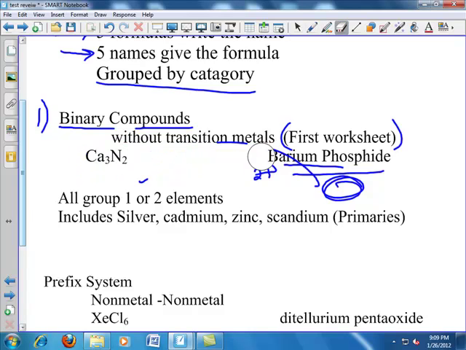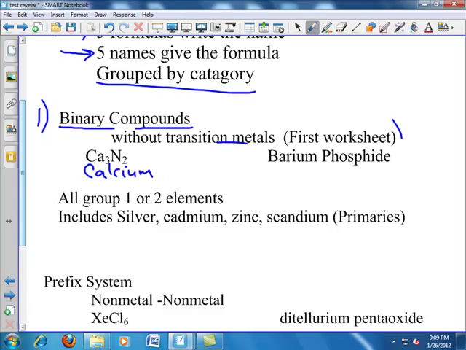So the way I would do this is, the name of this first one will be calcium nitride. Notice there are no transition elements, so this group will have no Roman numerals in it. And then when I write barium phosphide, it's got the ide ending, so barium is +2, I look on my sheet, phosphorus is -3, so this will be Ba3P2. And you'll do that for those. That's the first one.